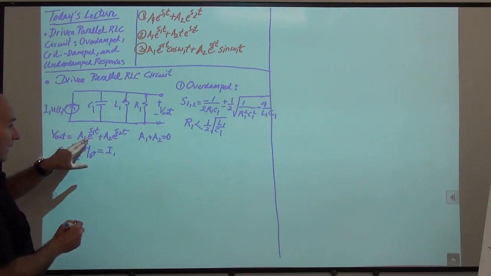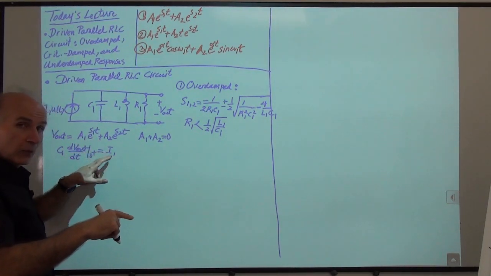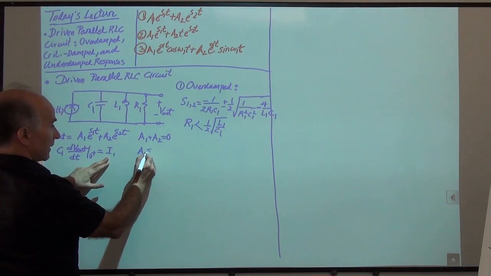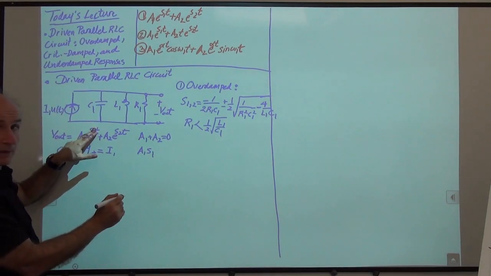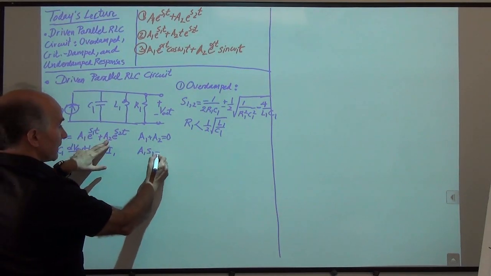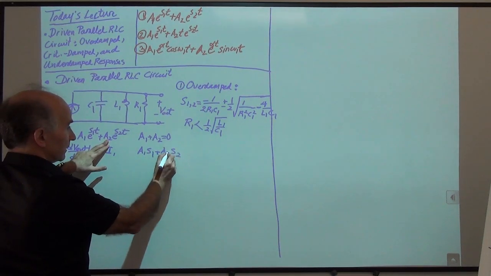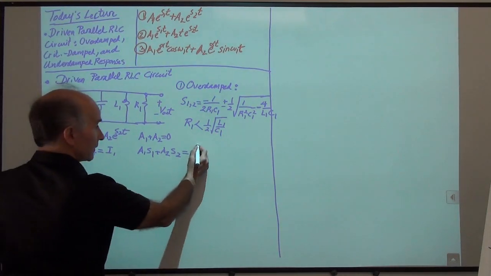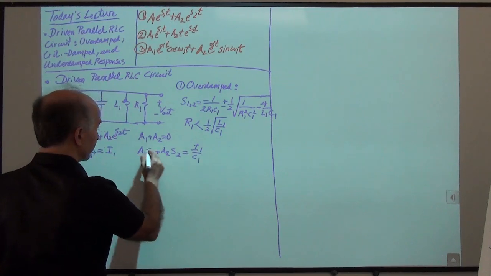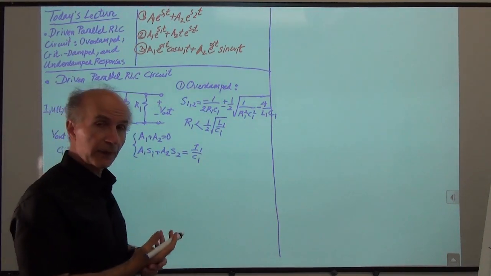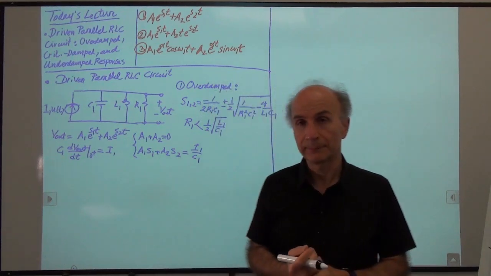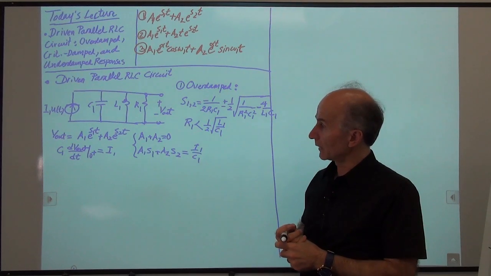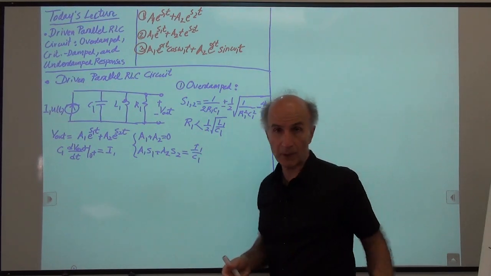So we have to take the derivative of this, evaluate at time 0, and equate the result to I1 over C1. So we have A1 S1, e to the S1 times 0 goes to 0, plus A2 S2. The derivative at time 0 plus should be I1 over C1. So with these two equations, we can obtain A1 and A2. Okay, so that's great. And that seems to predict our responses that we just saw.